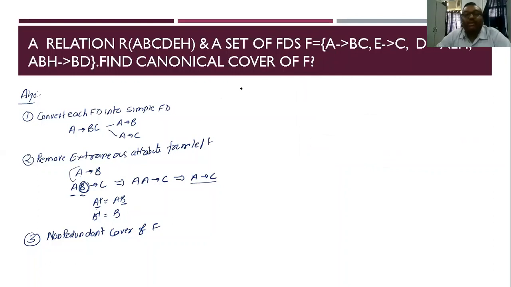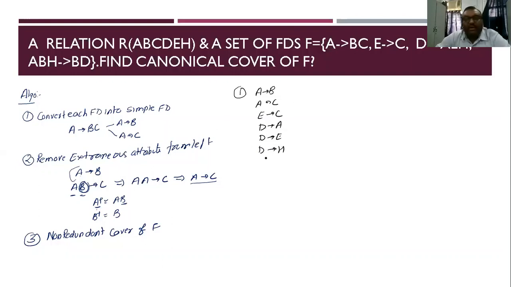The first step is, the FDs given to you are A determines BC, E determines C, D determines AEH, ABH determines BD. The first step is to convert each FD into simple FD, which means a single attribute on the right hand side. So you can write A determines B, A determines C, E determines C, D determines A, D determines E, D determines H. So on the right hand side, a single attribute.